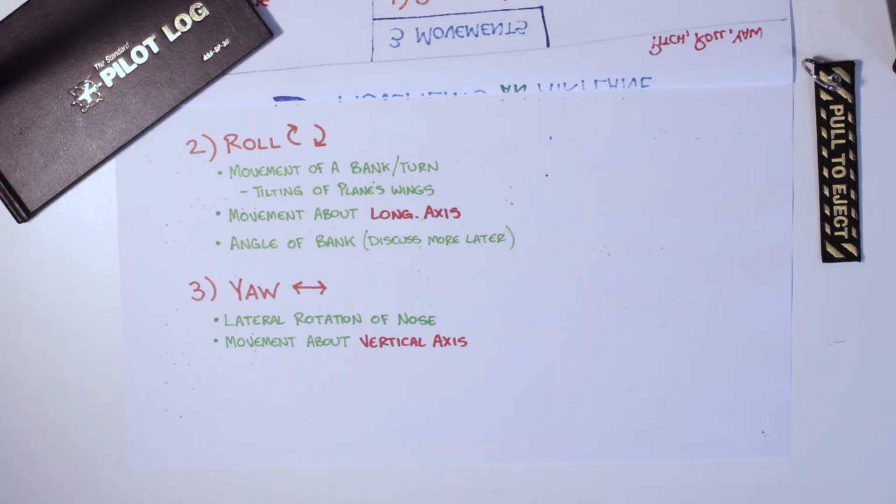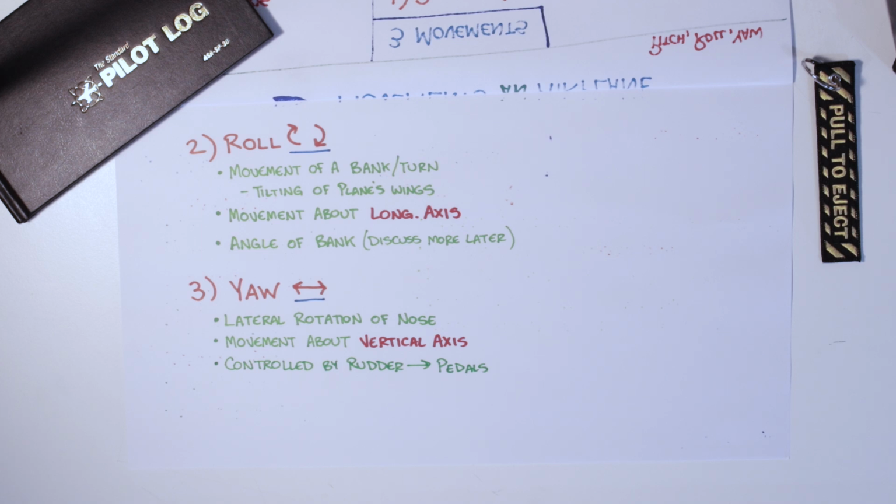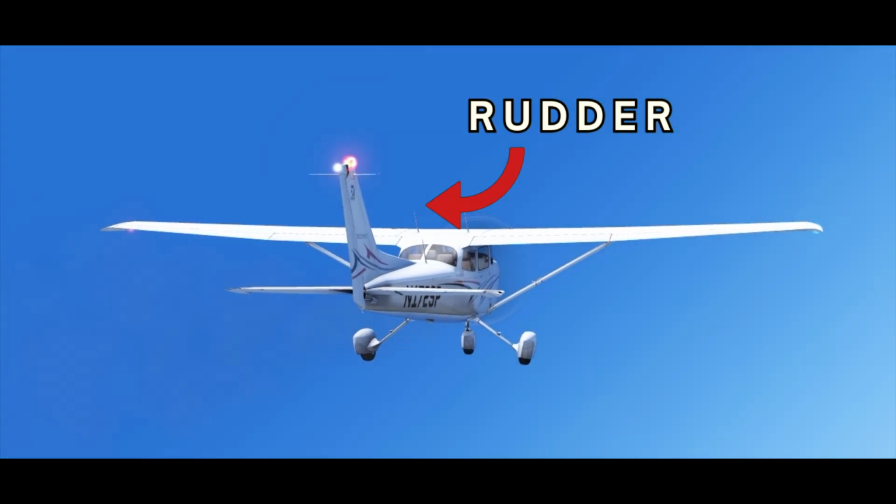Yaw is controlled by the rudder, which sits on the tail of the plane, and the rudder is controlled by the rudder pedals, which are on the floor of the cockpit, like the gas and brake pedals in a car. The pilot steps on these pedals in correlation with the direction he wants the rudder to pivot, and therefore which way he wants the plane to yaw.